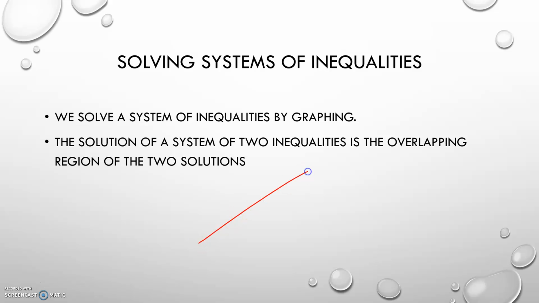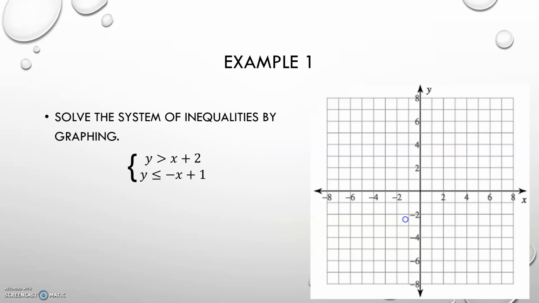So we could have one line that looks like this, one that looks like this, and the solution would be where I shade and have them overlap. So like this section. It's a full section, and that represents all of the solutions, because it means that any point in this region, any point that's in here is a solution. So let's jump right in.